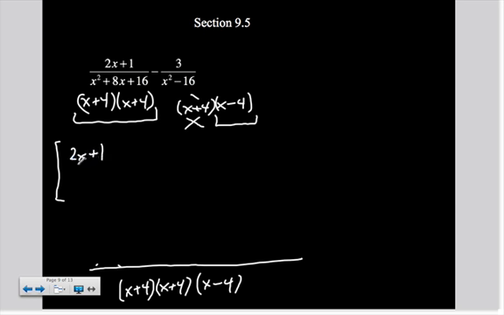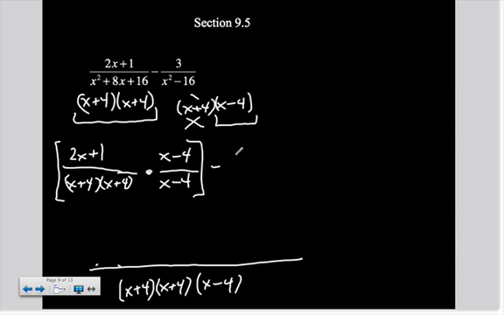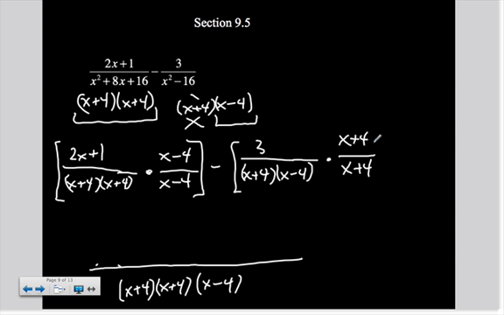2x plus 1 over x plus 4 times x plus 4. And the factor I'm missing here is the x minus 4. So I need to multiply the denominator by x minus 4, and therefore that's what I multiply the numerator by. Minus this fraction, 3 over x plus 4 times x minus 4. And what's missing in this denominator is the second x plus 4, so I need to multiply that denominator by x plus 4, and therefore that's what I multiply the numerator by.